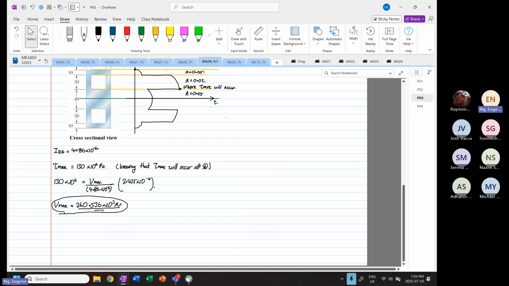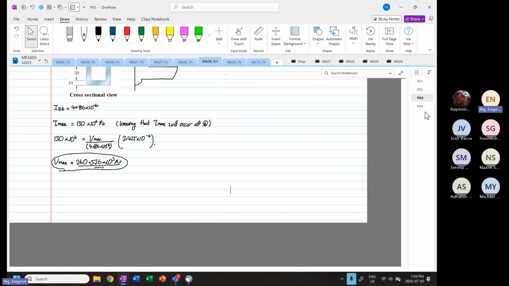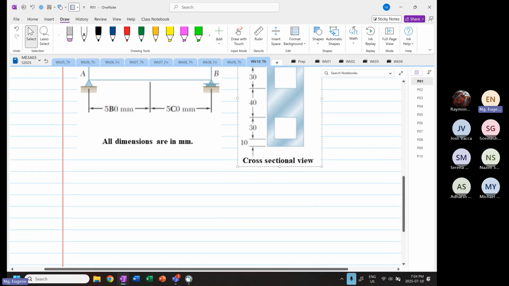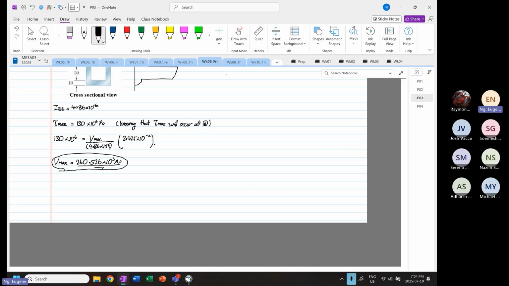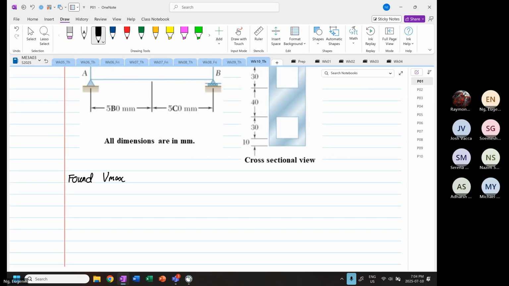We've not actually finished the problem yet. We have not found P yet. So I'm going to continue today. We found that Vmax is equal to 260.536 times 10 to the power 3 Newton.